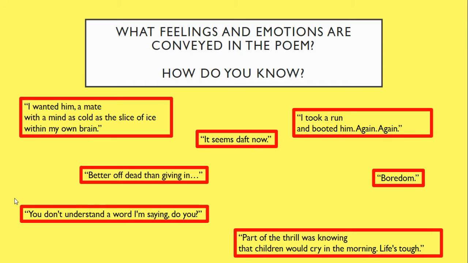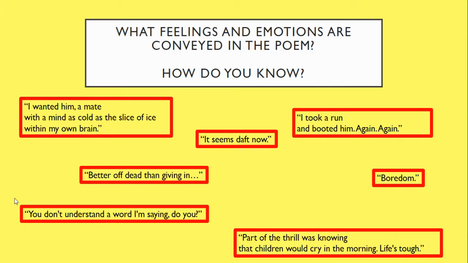Okay, so we're going to look now at what feelings and emotions are conveyed, portrayed, shown, suggested in the poem, and how do you know? So I picked out these quotations from the poem for you. How is the narrator feeling? Are they angry? Are they sad? Are they confused? Are they bewildered? Are they concerned? Are they happy?